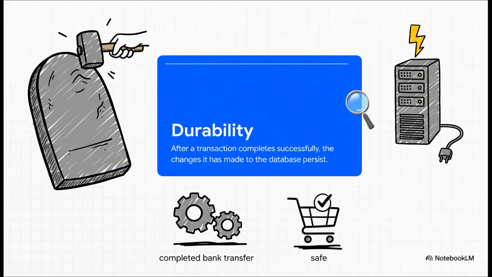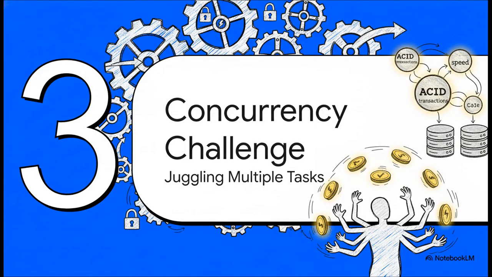It'll be there when the system comes back online. Okay, so we've got these amazing, reliable ACID transactions. That's great. But modern systems have to process thousands, even millions of them, at the same time. This is what's known as the concurrency challenge. How do you get all that speed without sacrificing the safety that ACID gives us?